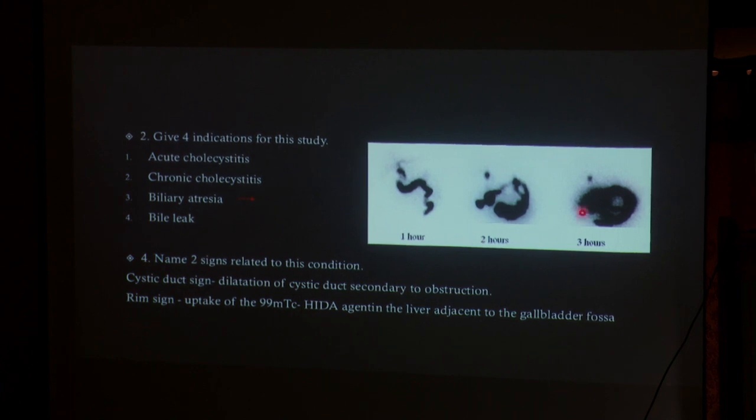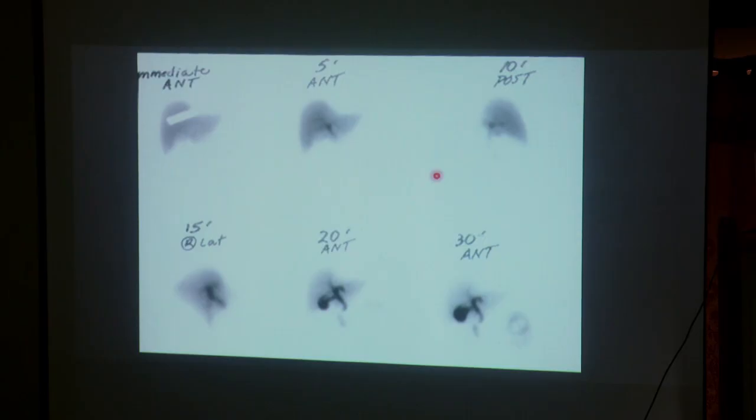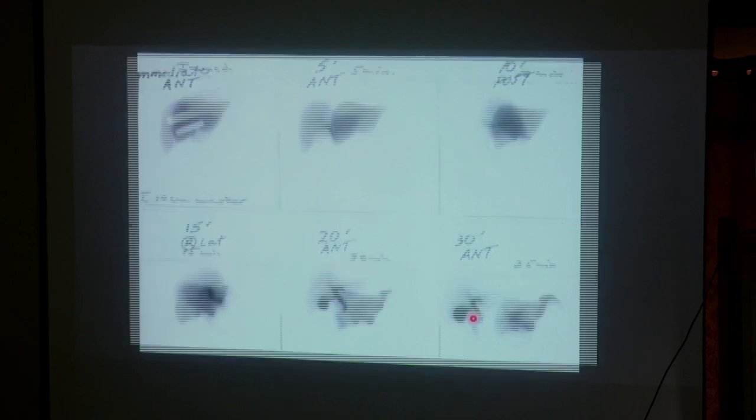So here in this image, there is an uptake that is seen over here at 3 hours. This is the cystic duct sign. So it is not exactly the GB that is showing the uptake. It is a dilated cystic duct which is showing the uptake. So this is the normal DISIDA scan which is seen over here. We find the normal GB uptake that is imaged.